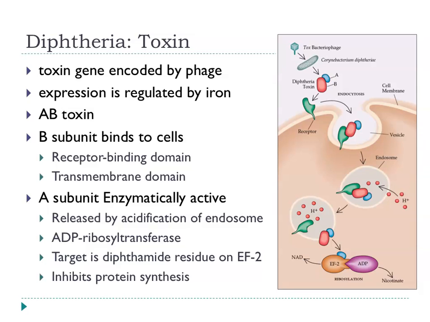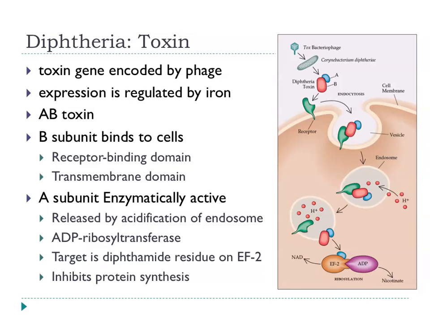Now, I mentioned in the earlier talk today about the importance of iron, that body fluids are very low in iron. And the expression of this toxin is regulated by levels of iron, but not in the positive sense, in the negative sense. So when iron levels are low, the toxin gene is switched on. And so when the Corynebacterium diphtheriae is sensing that it's in body fluids that are low in iron, it switches on the toxin. This is an AB5 toxin, as we mentioned this morning.